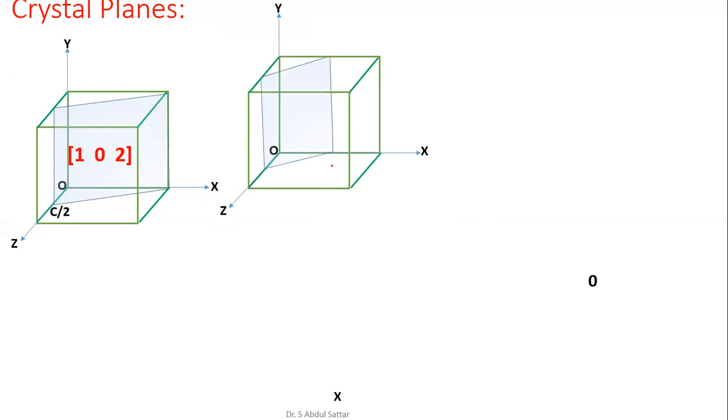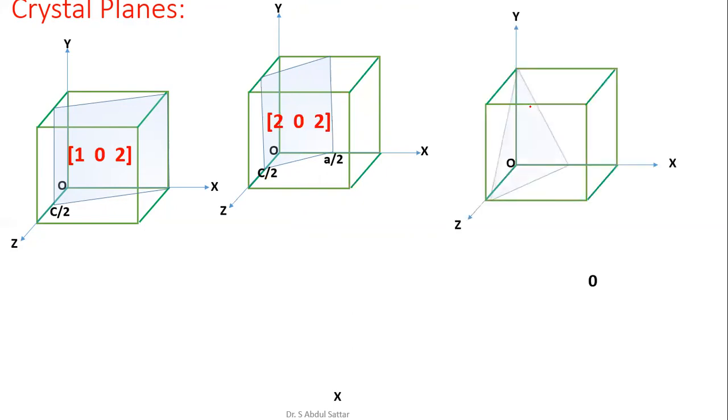And if you take this one, the x-intercept is A by 2, the z-intercept is C by 2, and it is parallel to Y. So A by 2 by A is 1 by 2, C by 2 by C is 1 by 2. Here the intercept is infinity because it is parallel. So the reciprocals are 2, 0, 2. So this plane is (2 0 2). And this one: the x-intercept is A by 2, the y-intercept is 1, the z-intercept is 1. That means A by 2, B, C. So A by 2 by A is 1 by 2, B by B is 1, C by C is 1. The reciprocals are 2, 1, 1.